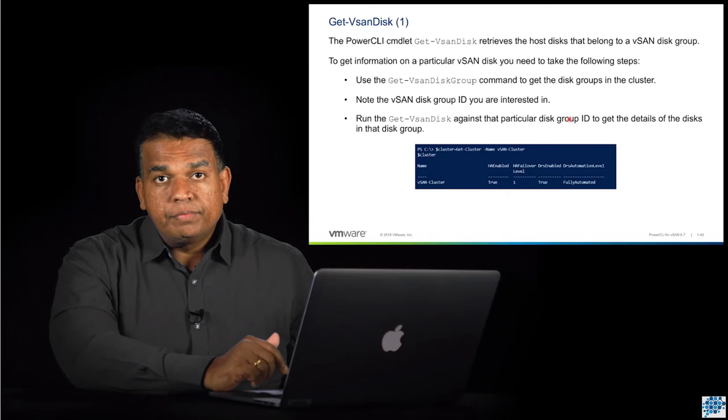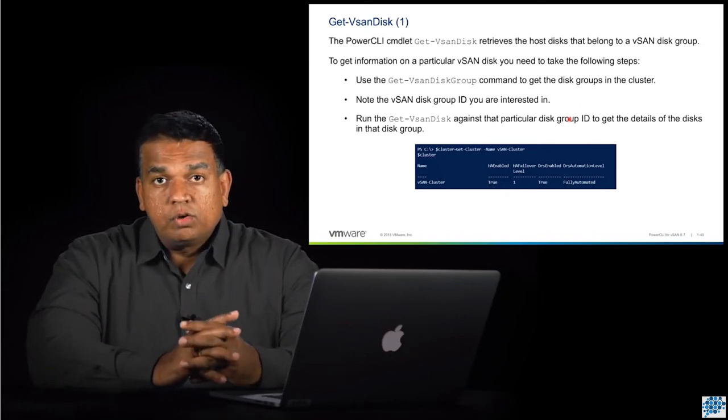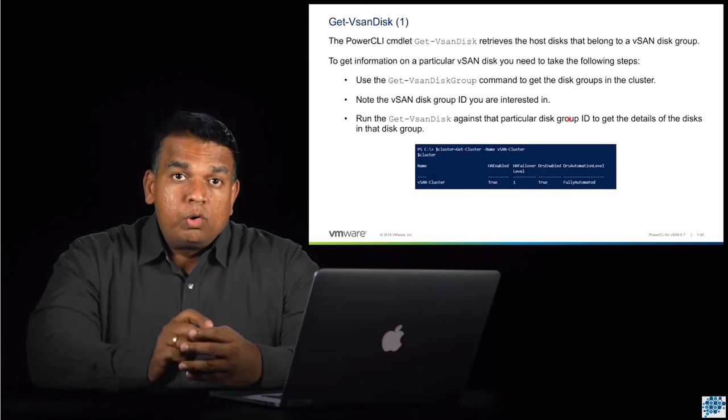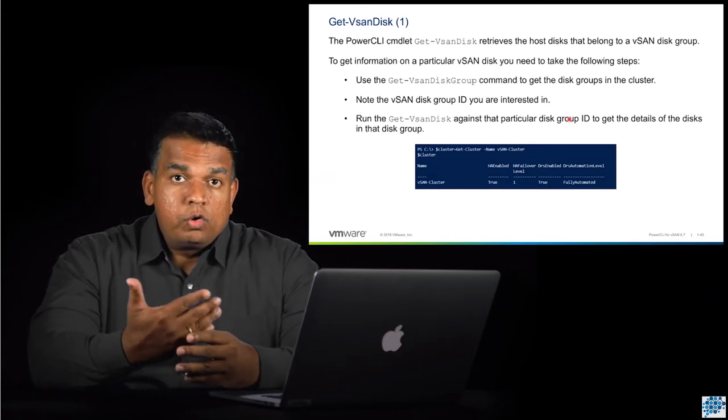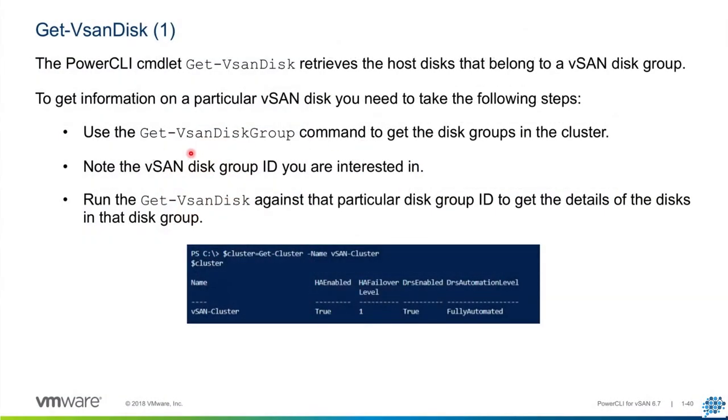Suppose you want to get information on a particular disk. To narrow down to that disk, you need to follow a sequence of steps. This involves using Get-VsanDiskGroup to get the disk groups first, because before you can narrow it down to a particular disk, you need to look at the disk group. Next, you can note down the disk group ID, and then run Get-VsanDisk and use that particular disk group ID to get the appropriate information.